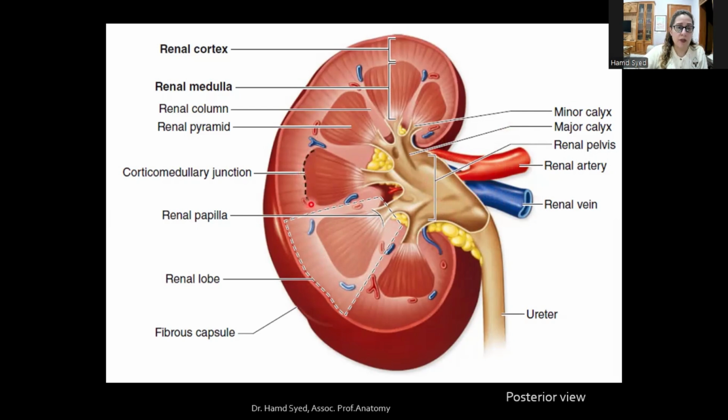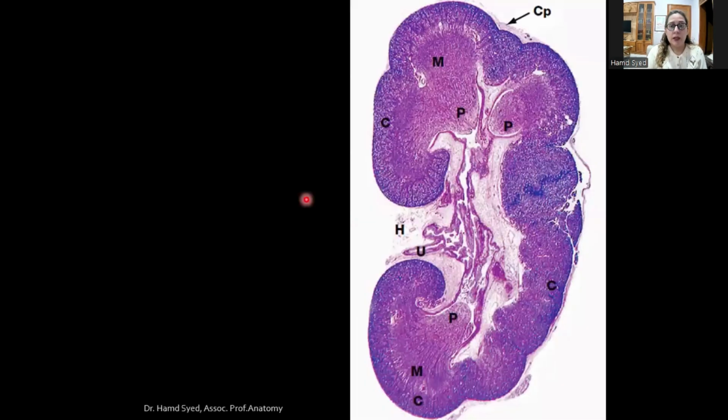This dotted line over here is showing us the corticomedullary junction. Now, this is the hemisection of the kidney, which has been stained with hematoxylin and eosin. If we look at it at the lower magnification, we can see this here is the outer cortex, which is covered by the fibrous capsule.